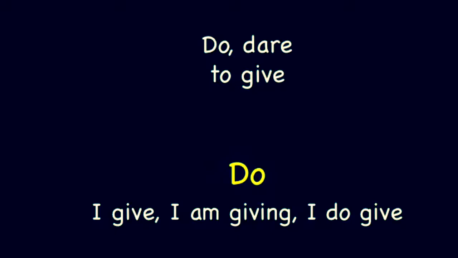It's written as do. Notice the O on the end of the verb form do. That means that the subject is I and that it is written in the present tense. So I can translate that verb as I give, I am giving, or I do give.